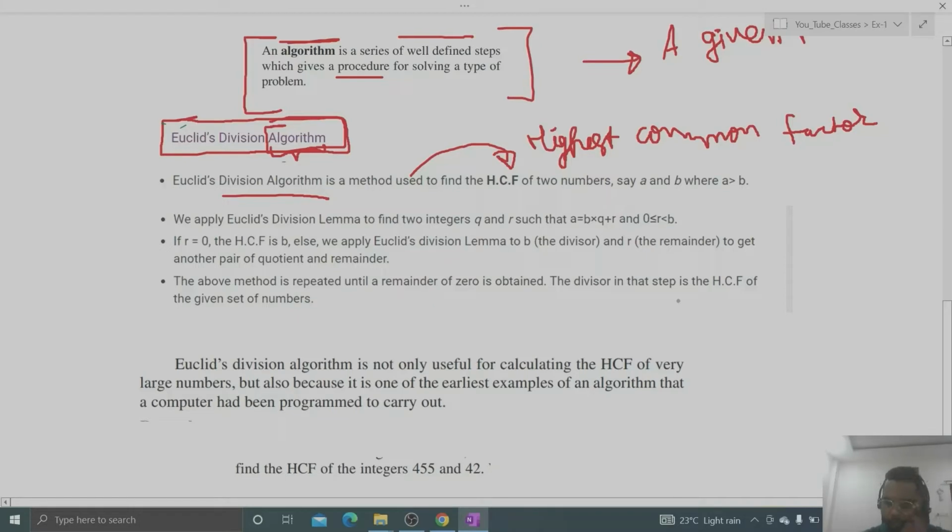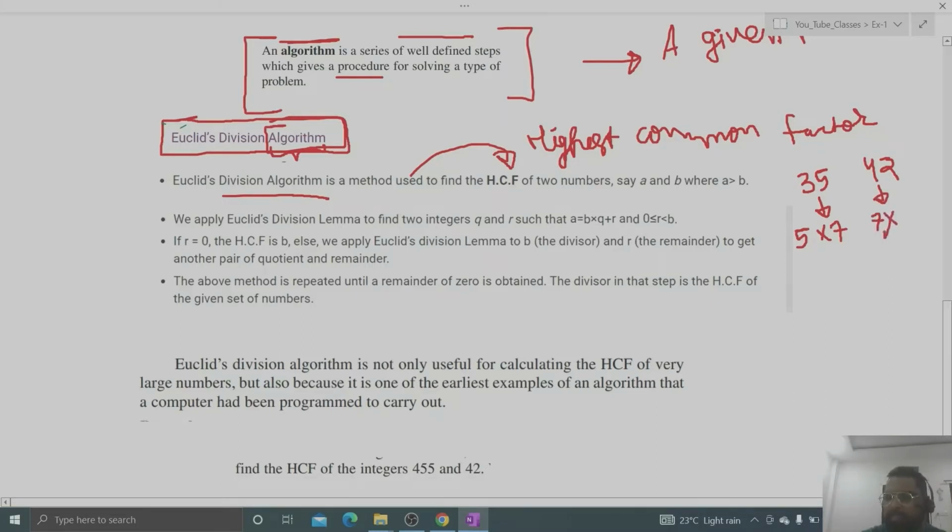Suppose there are two numbers, let's say 35 and 42. What will be their factors? The factors of 35 will be 5 into 7, 5 sevens are 35. And what will be for 42? 42 can be lengthy, but we can see 7 sixes are 42.